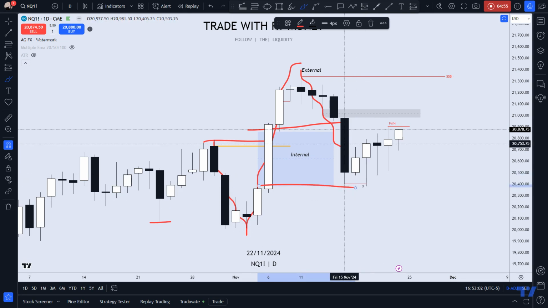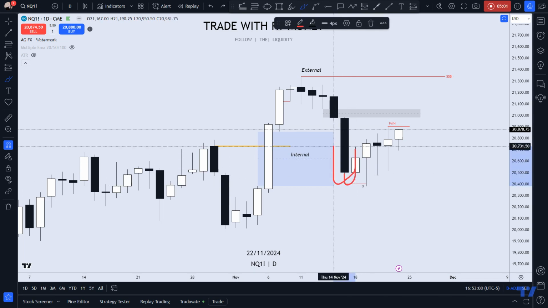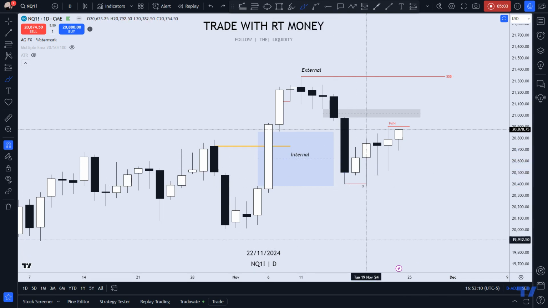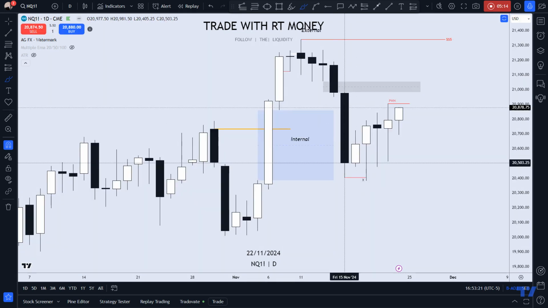And you see how deep price, I want you to pay attention to this. You see how deep price penetrated into this. This is a little different than the S&P, which went down to the consequent encroachment, or the 50% of this fair value gap, this bullish fair value gap. This one went past it, closed, right? But then recovered on the next candle.